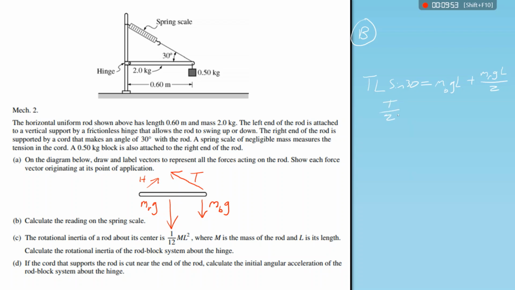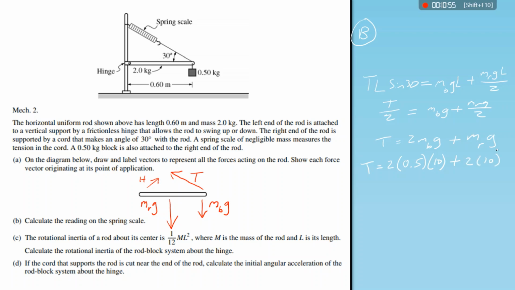So this is T over 2 equals M_B g plus M_R g over 2, and then I'll multiply through by 2. T equals 2 times the mass of the block times gravity plus the mass of the rod times gravity. Mass is 0.5 for the block and 0.6 for the rod. Okay, I'm going to stick to 10 for gravity. So this is 10, and then the mass of the rod, 2 by 10.